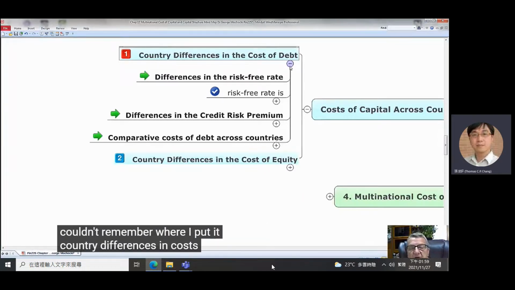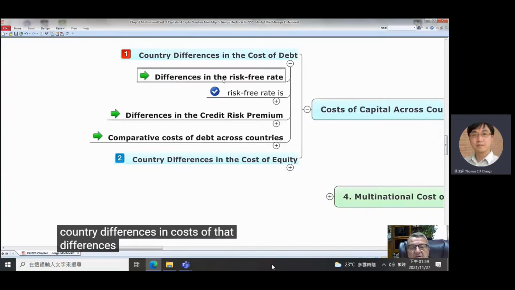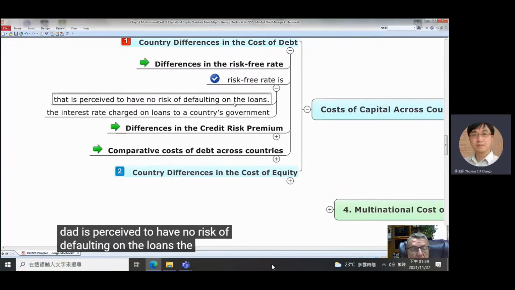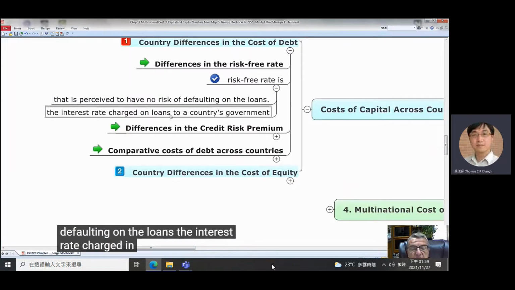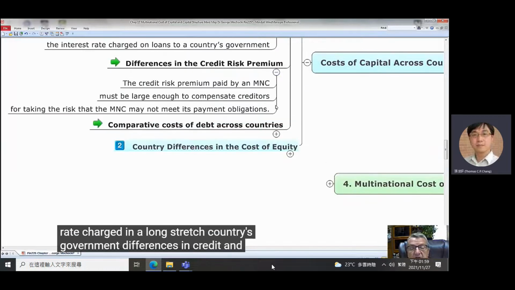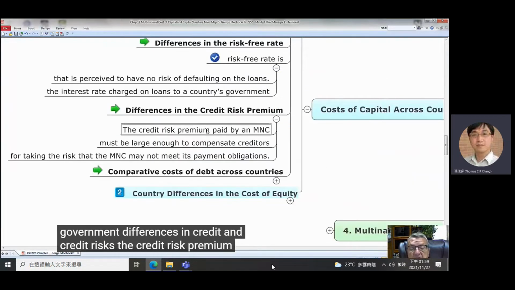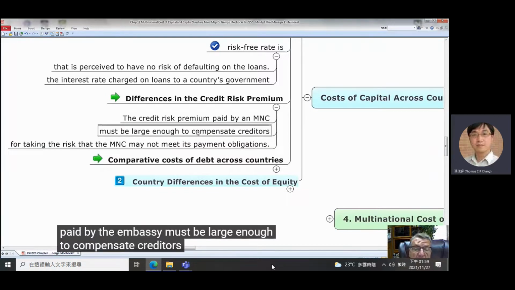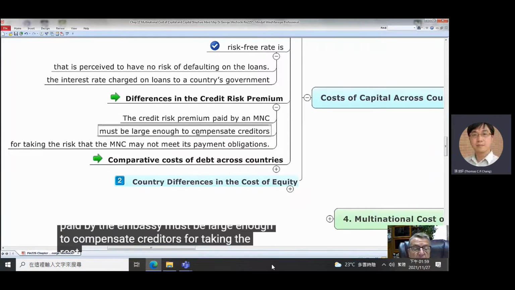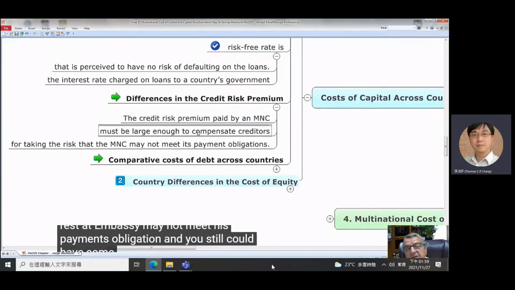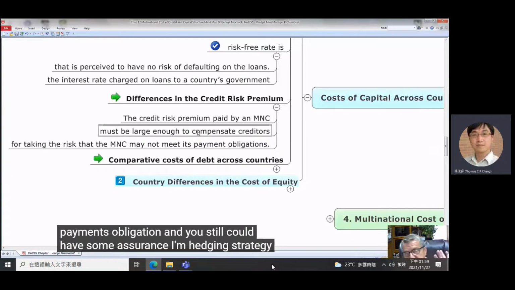Country differences in costs of debt: differences in the risk-free rate. Debt is perceived to have no risk of defaulting on the loans, and the interest rate is charged on the loans to the country's government. Differences in credit risk: the credit risk premium paid by the MNC must be large enough to compensate creditors for taking the risk that the MNC may not meet its payment obligations. And you still could have some insurance, some hedging strategy in there.